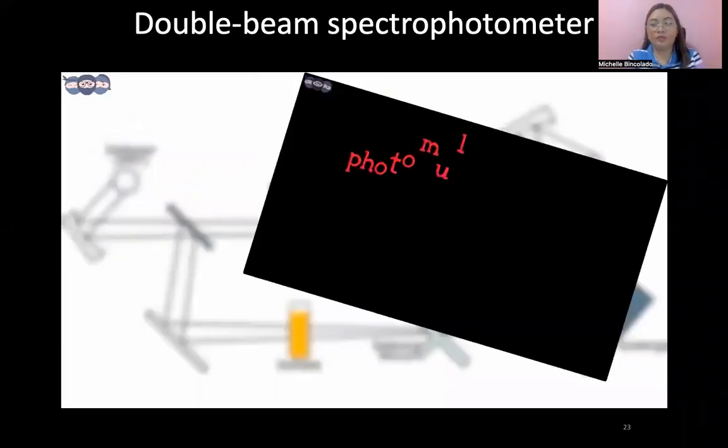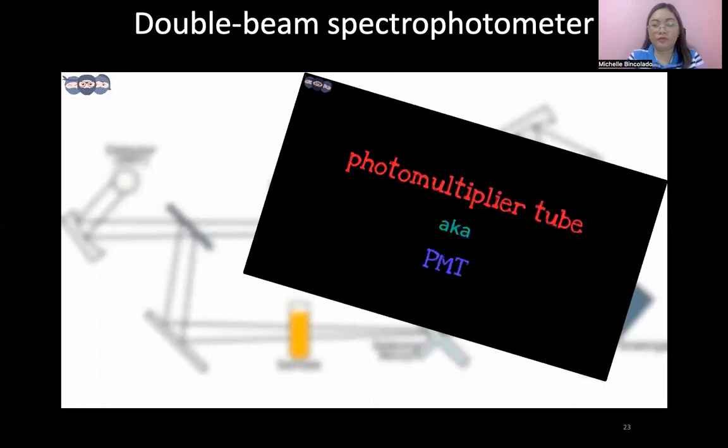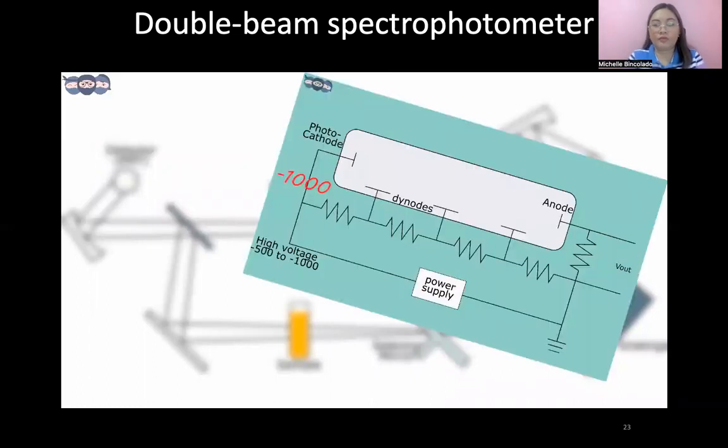PMT stands for photomultiplier tube. It detects even the smallest photoelectrons as it has an internal amplification assembly. So, even for the weakest light intensities, a good amount of measurable photocurrent is generated by the PMT. For more information on photocell and PMT, refer to the video on the same. The link is provided in the description below.